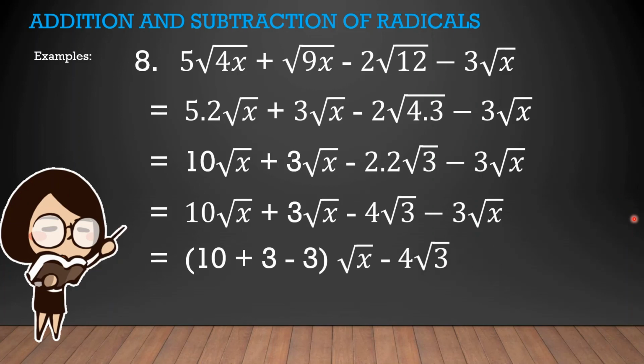Then we can combine all the same radicals. The 10 square root of x, 3 square root of x, and negative 3 square root of x are the same. So we need to get 10 plus 3 minus 3 square root of x minus 4 square root of 3. So 10 plus 3 is 13, minus 3 is 10 square root of x minus 4 square root of 3. So that is the final answer.